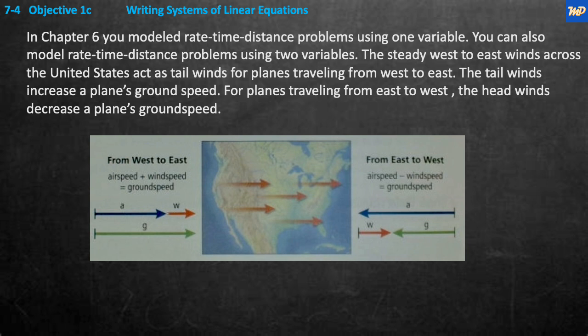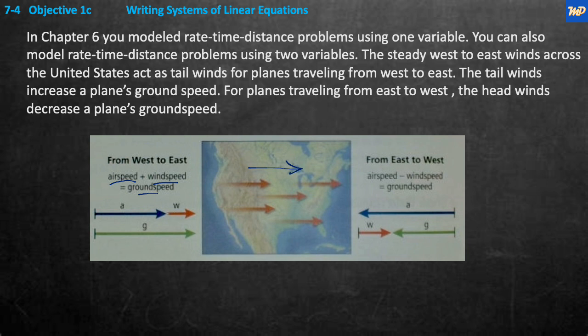Okay? The tailwinds increase the plane's ground speed. For planes traveling from east to west, the headwinds, they call it now, because now the wind is blowing at the front of the plane, the head of the plane, decrease the plane's ground speed. So you can see that in the picture. They're flying here, and they're showing the wind from west to east. So from west to east, the airspeed plus the wind speed is equal to the ground speed.